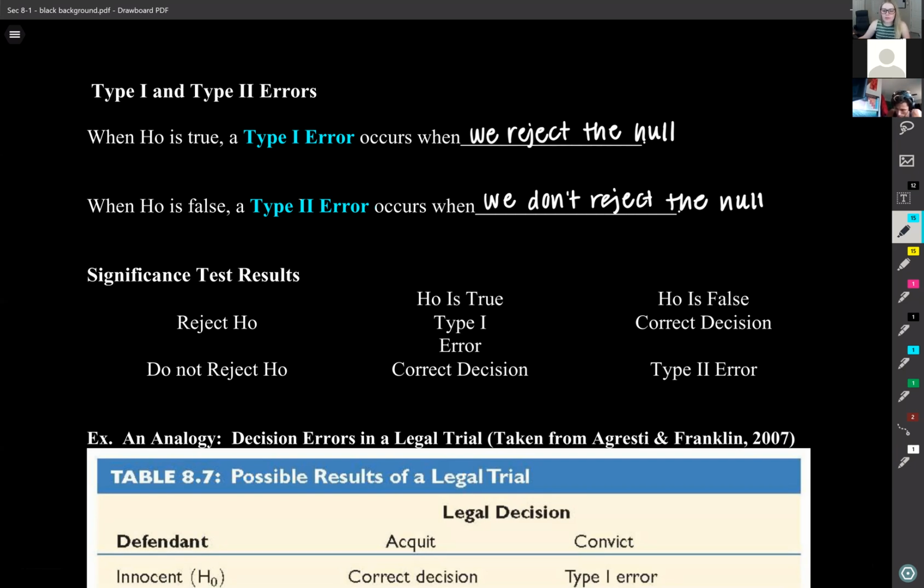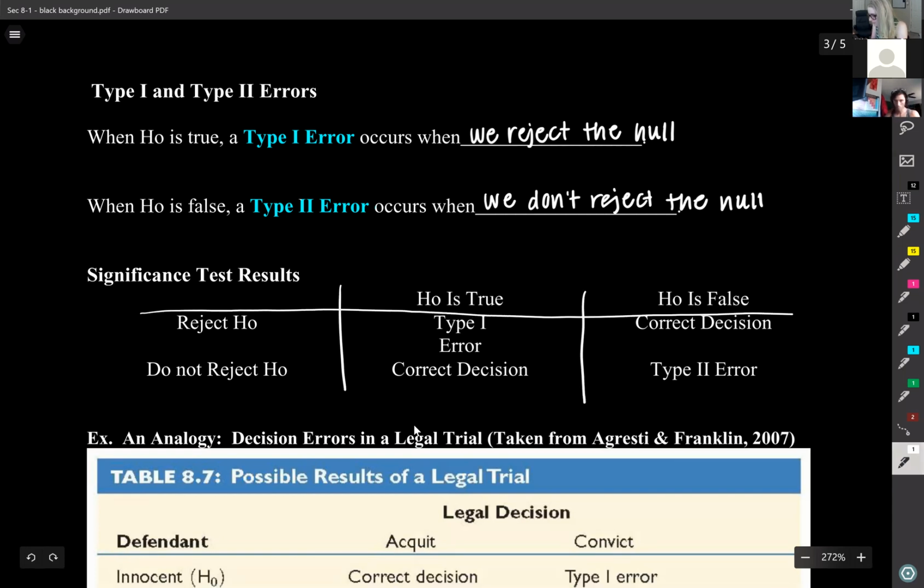So we've got a little bit of a chart here that might help you understand where the errors come from. So there should be, oh no, there.